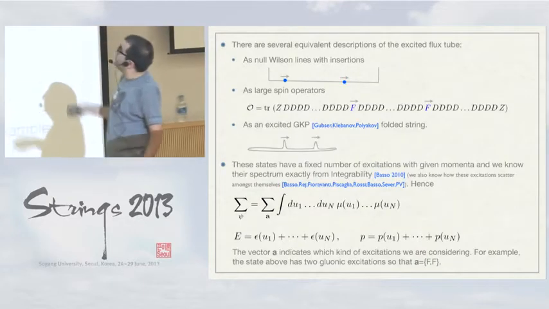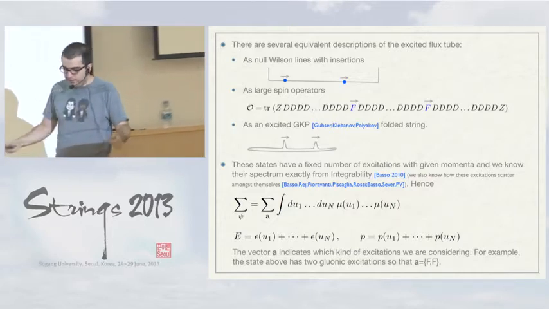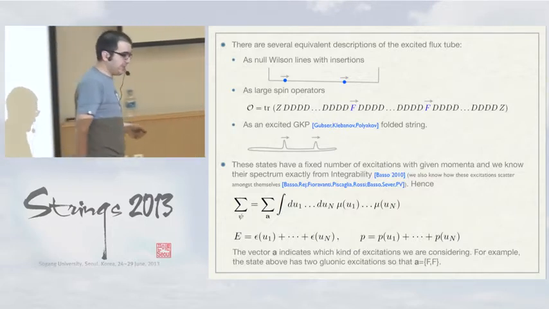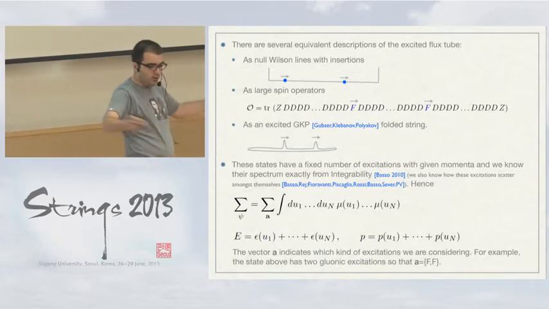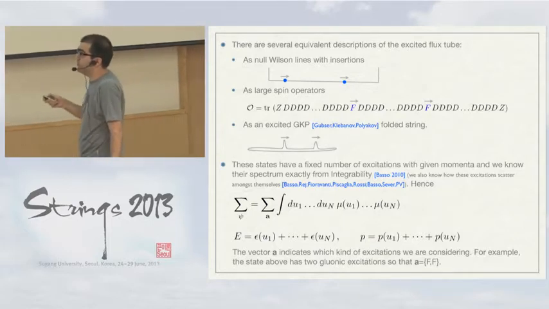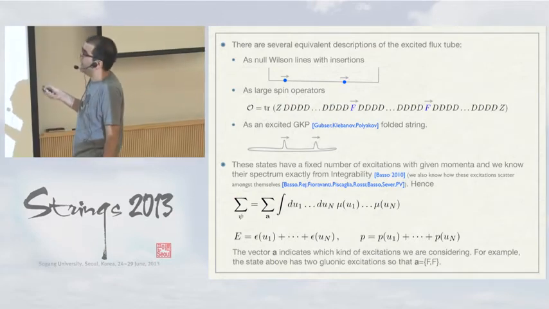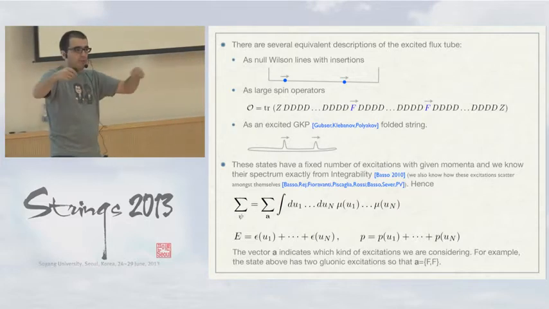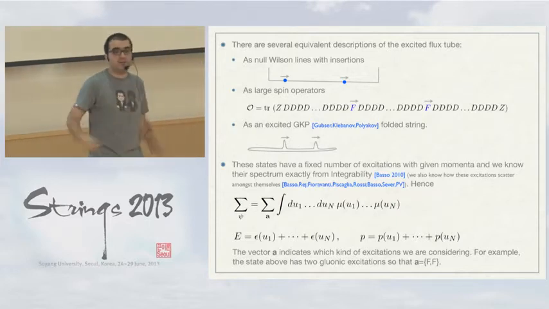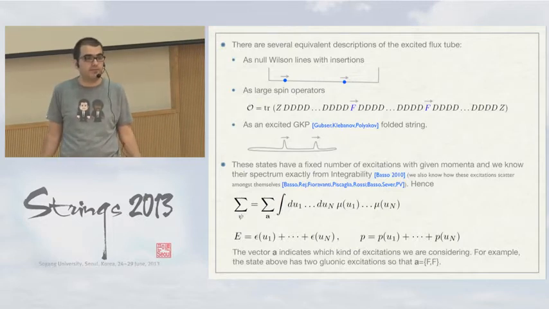So there are several equivalent descriptions of the excited flux-tube states. One way of describing this flux-tube between this quark and antiquark moving at the speed of light, the flux-tube is just a null Wilson line. And the excitations are just adjoint insertions along this Wilson line. So we just put, say, some field strength at some position on the null Wilson line, another field strength. We can give them some momenta, study how these guys scatter, and so on. And this scattering is nothing but governed by the flux-tube S matrix.